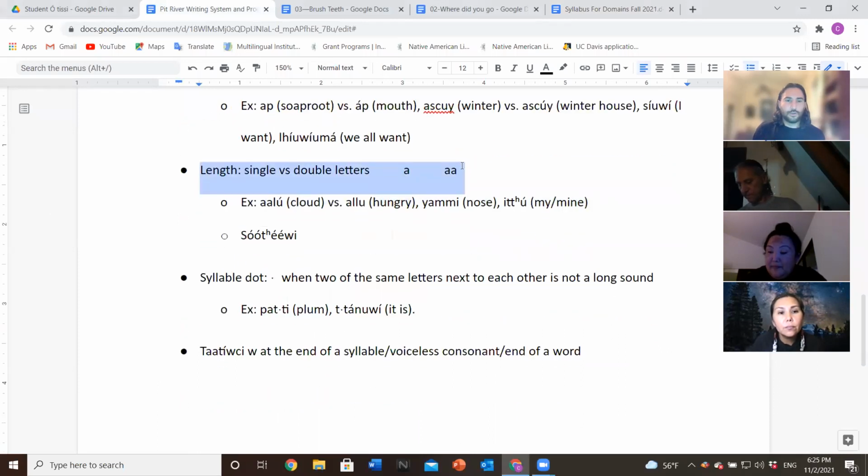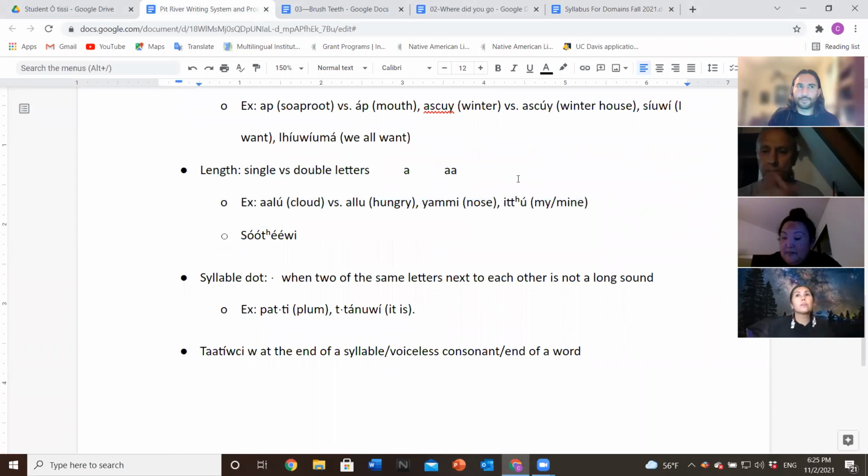So the next section here is length. So in Pit River, we have both short and long consonants and vowels. And this means, so we did this today. That was good. Good timing. So what that means in Pit River is that you literally say the sound of that letter a little bit longer when it's long. And this is represented by 2 letters right next to each other of the same letter.